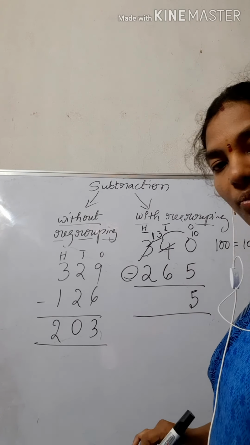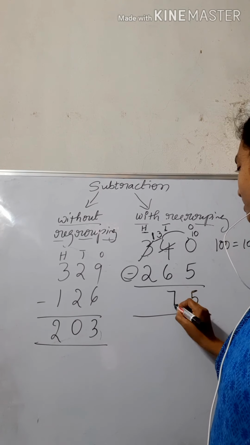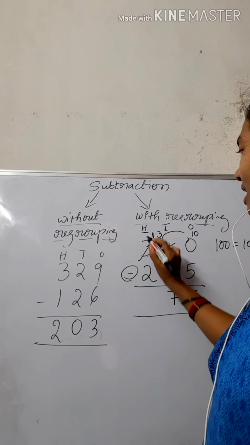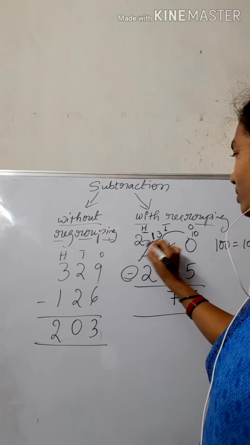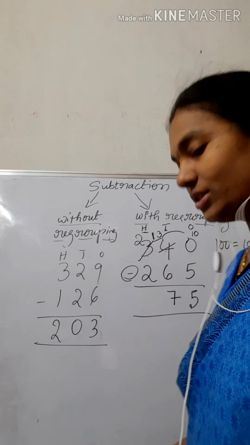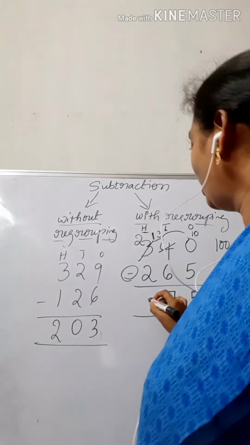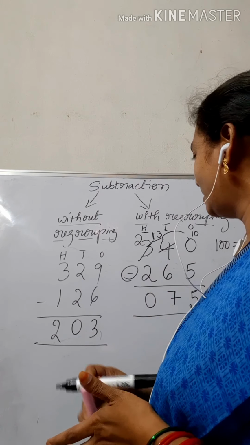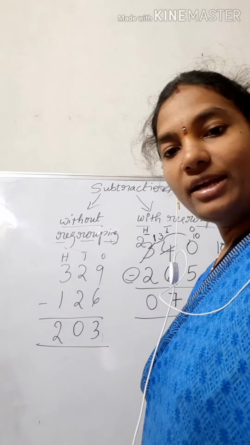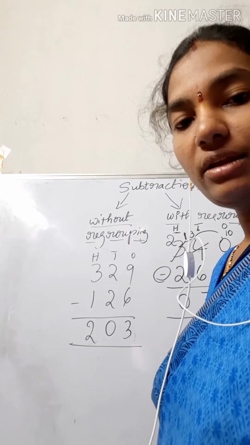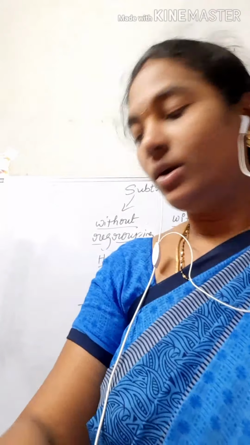13 minus 6, how much? 7. Here in the hundreds place we have only 2. Now 2 minus 2, how much? If you have 2 chalk pieces and you take away these 2, how many are left with you? 0 only now. So 0 you have to write under the hundreds place. Did you understand, children, how to do subtraction with regrouping and without regrouping?